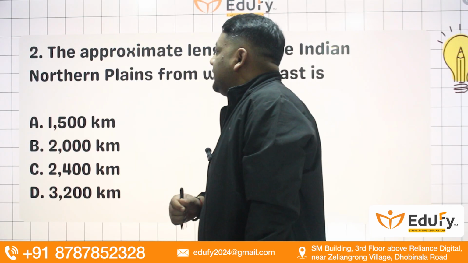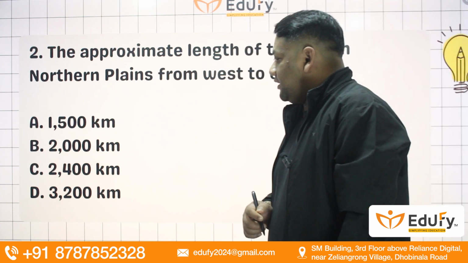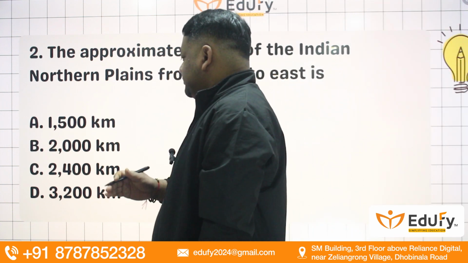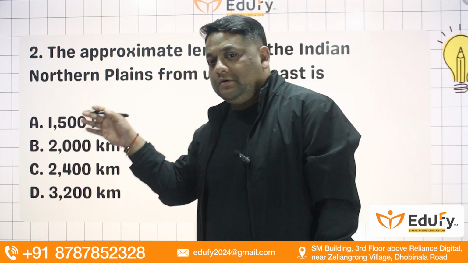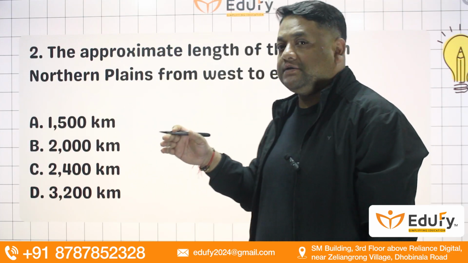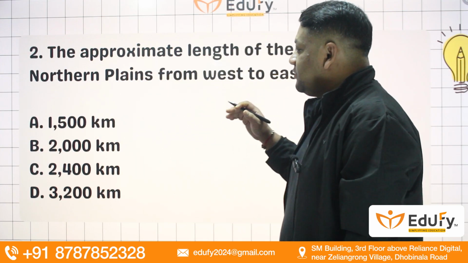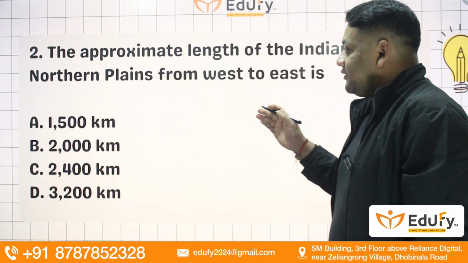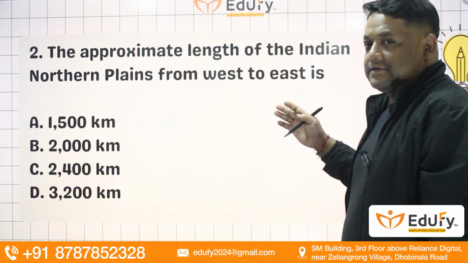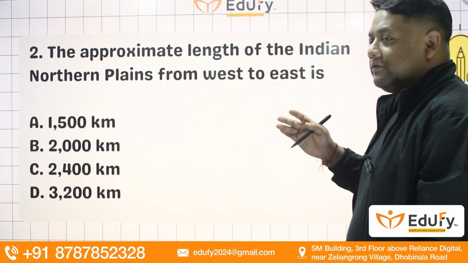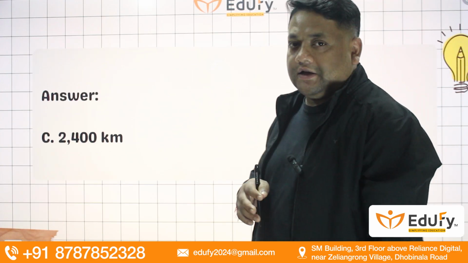Okay, next question. The approximate length of the Indian northern plains from west to east is 1500 kilometers, 2000 kilometers, 2400 kilometers or 3200 kilometers. Remember guys, when India and Pakistan were together, our northern plains started from Lahore towards Assam, Dibrugarh. Now after separation, after 1947, our area starts from western Punjab of India till the Dibrugarh region of Assam. So the total length is 2400 kilometers.